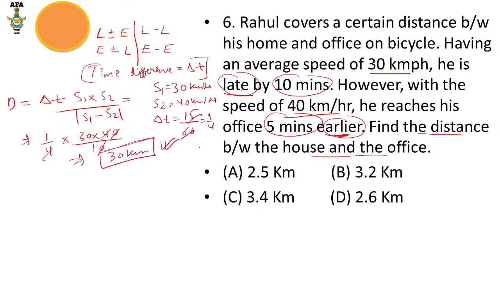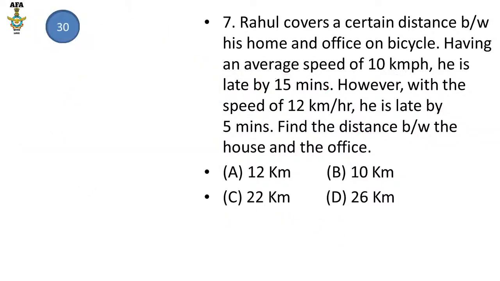Use this formula for solving the question. You will crack the questions very easily. So the correct answer will be 30 kilometers. That will be answer option A. Try to solve question number 7. What should be the correct answer? We will just apply the formula and solve this question. We are not going to do anything else in this question. Just apply the formula: d equals delta t into s1 into s2 by mod of s1 minus s2. Just learn the formula in the class itself.